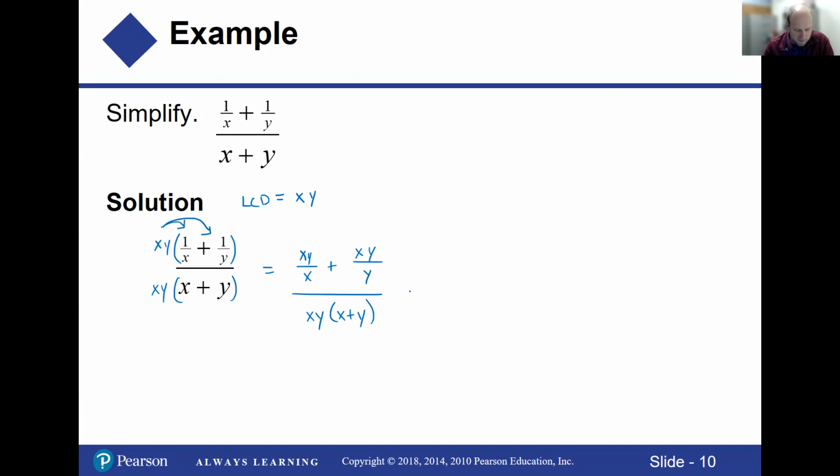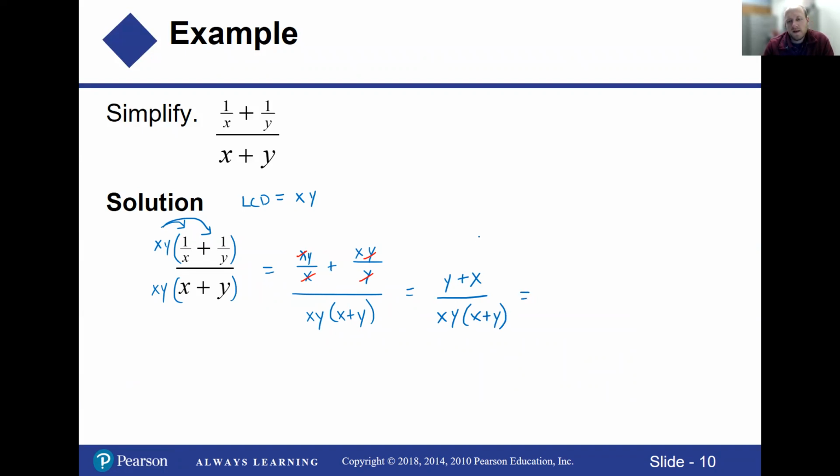Now, what does that do for us? Well, basically, that allows us to cancel within these rational expressions. So you see now in this particular rational expression, xy over x, I have 2 x's, so I can cancel those out. And here I have xy over y, I can cancel the y's out. So basically, all I have left here is a y plus an x, and that's over xy times x plus y.